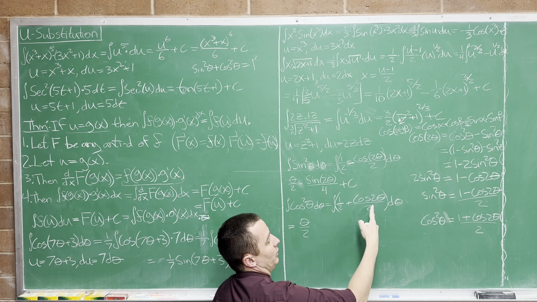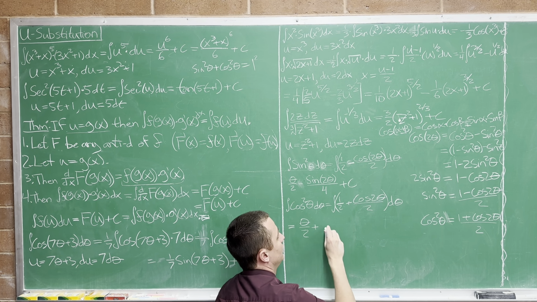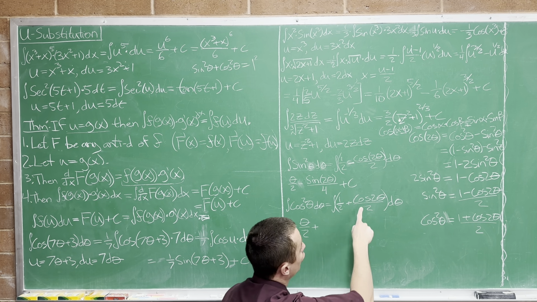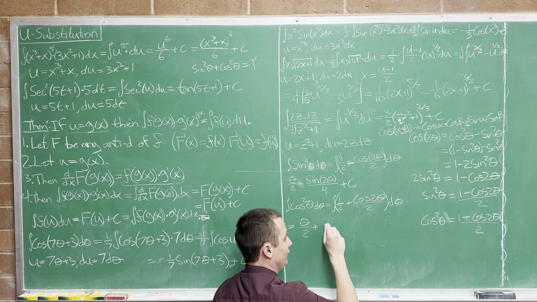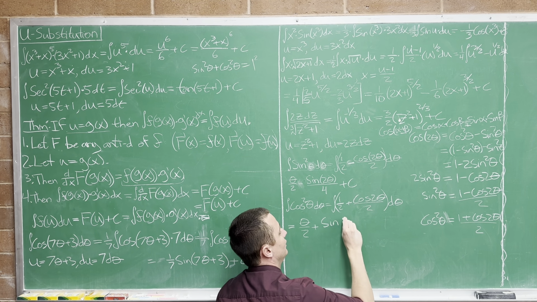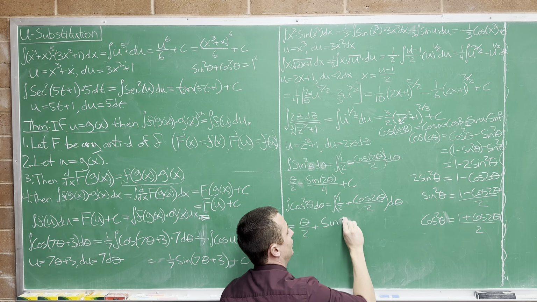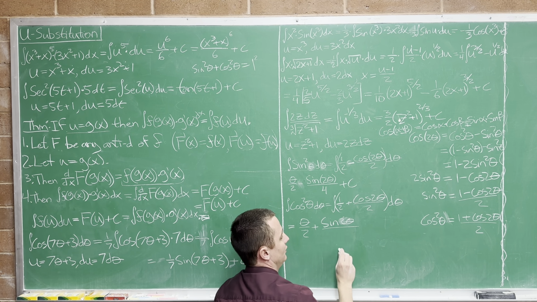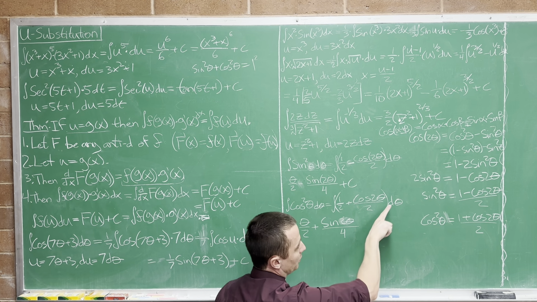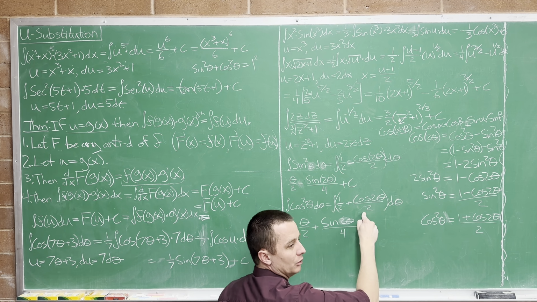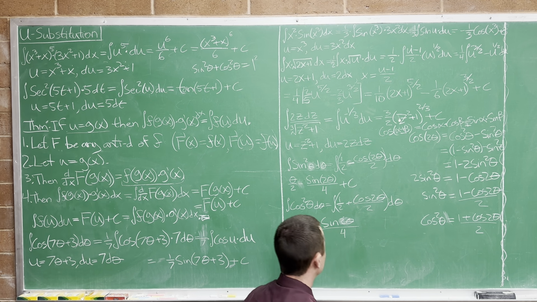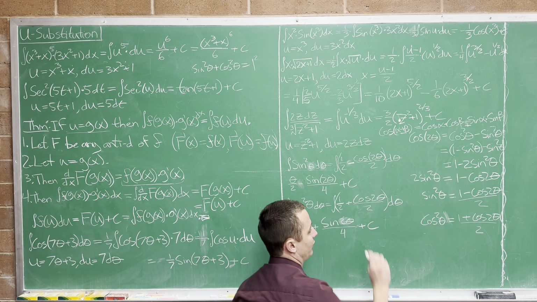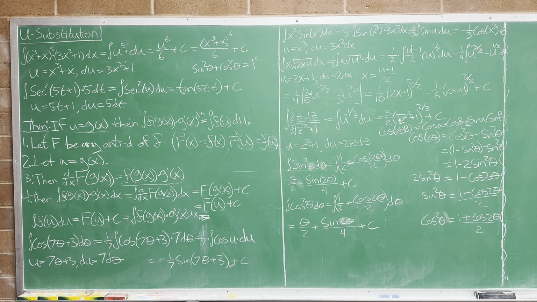What's the integral of that? The antiderivative of cosine is sine. Yep. Sine of 2 theta divided by 4. Because we would have had to times the 2 here and divide 2 there to do our u substitution. And then plus whatever our constant is. Good?